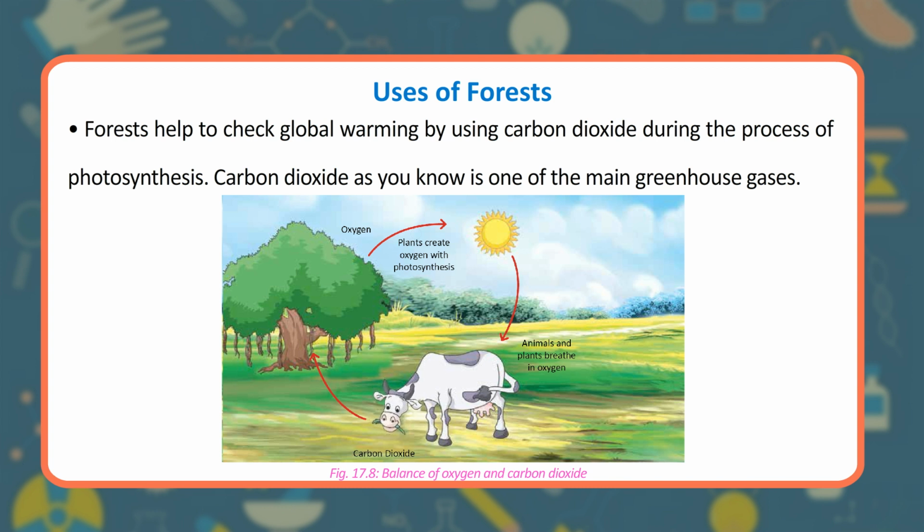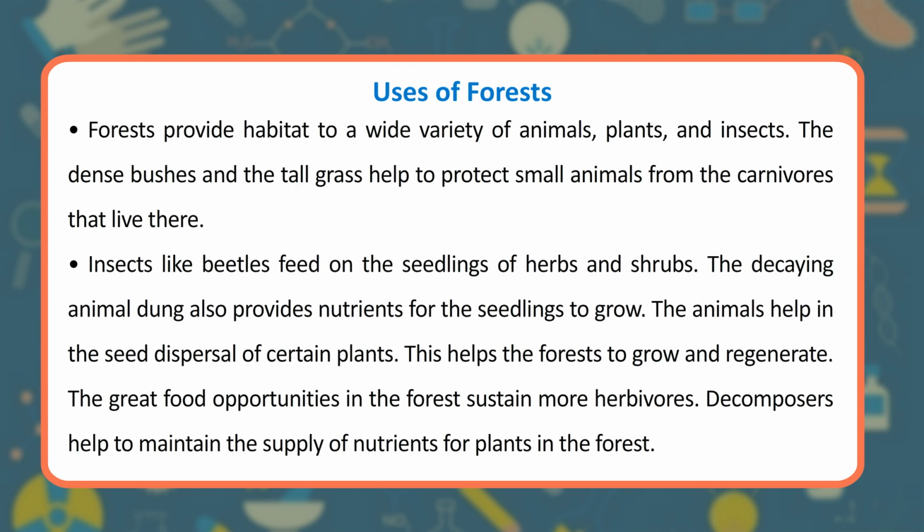Carbon dioxide, as you know, is one of the main greenhouse gases. Forests provide habitat to a wide variety of animals, plants, and insects. The dense bushes and the tall grass help to protect small animals from the carnivores that live there. Insects like beetles feed on the seedlings of herbs and shrubs. The decaying animal dung also provides nutrients for the seedlings to grow.